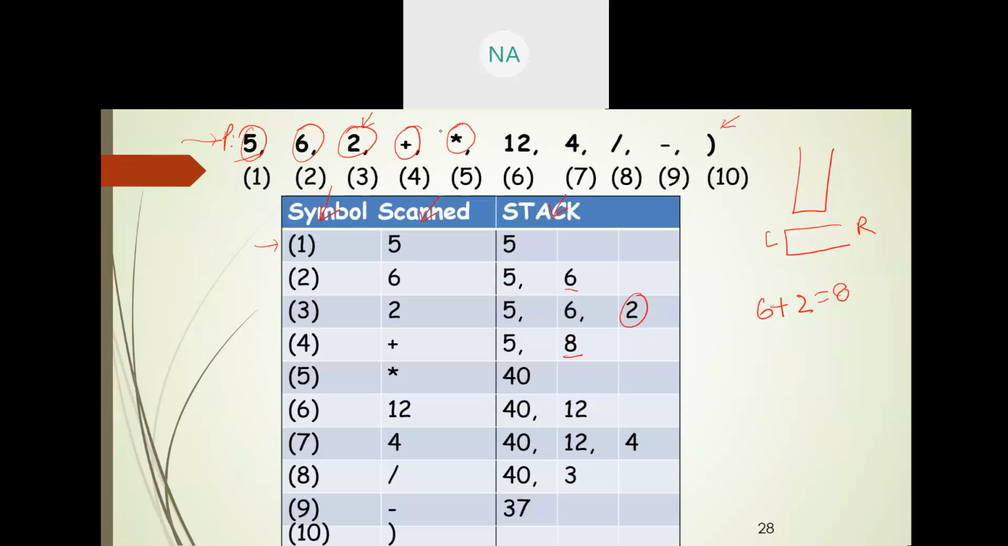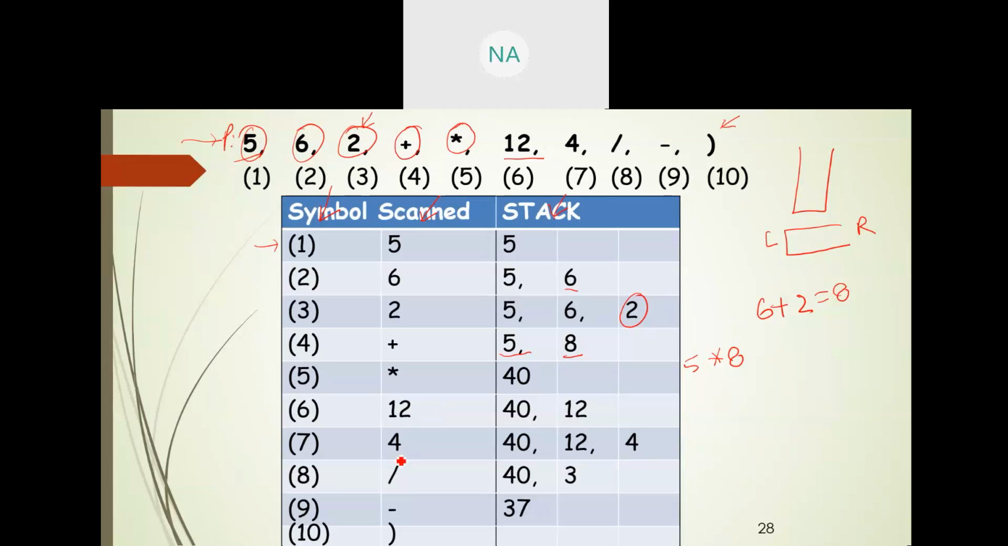So multiply is an operator. Again, the same step. 8 is the top element and 5 is the next top element. Evaluate B operator A. Here the operator is multiply. 5 into 8, 40. So 40 is pushed back onto the stack, right? Next element is 12. So 12 is an operand, so it is simply pushed onto the stack.